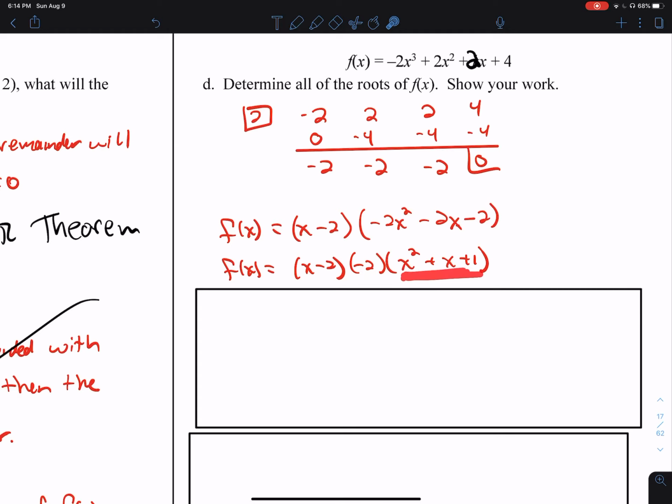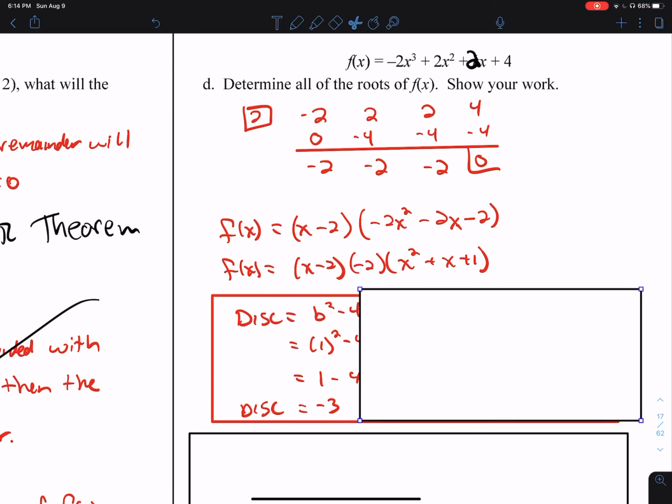How do we solve this? x squared plus x plus 1. Well, we can't factor it because we need two things that multiply to get 1 and add to get 1. That doesn't exist with integers. If we find the discriminant, which is b squared minus 4ac, you could also complete the square. That would be cool as well. I wouldn't recommend it for this problem, but you could.